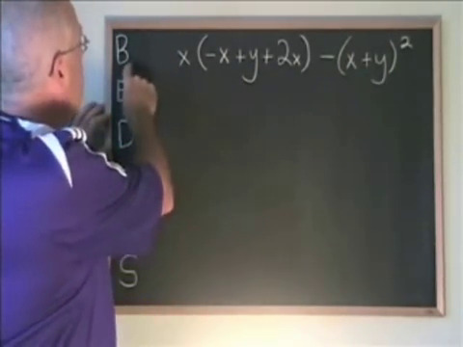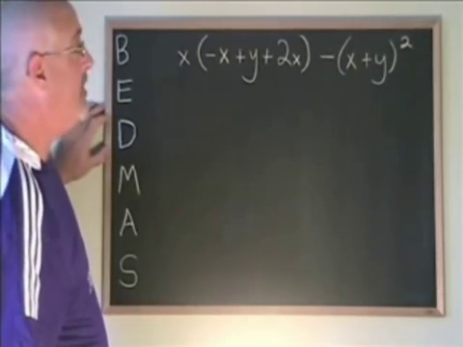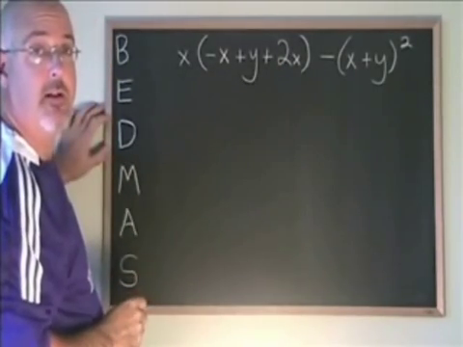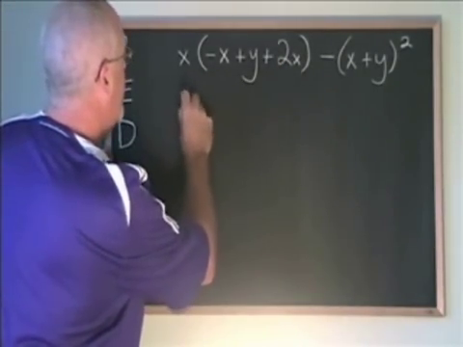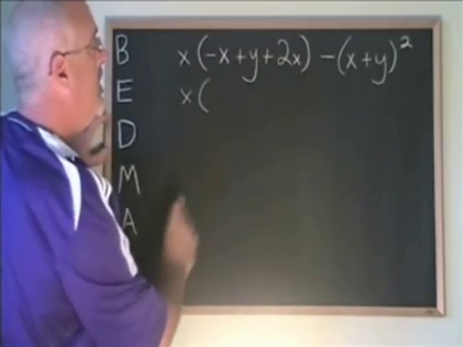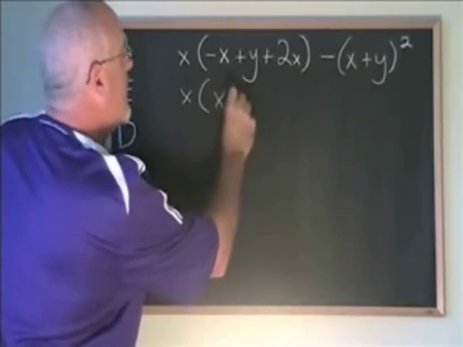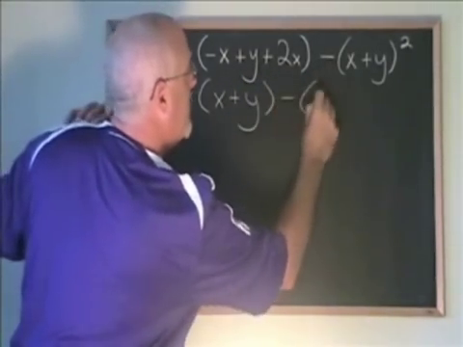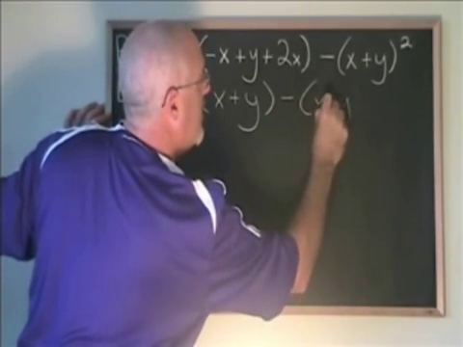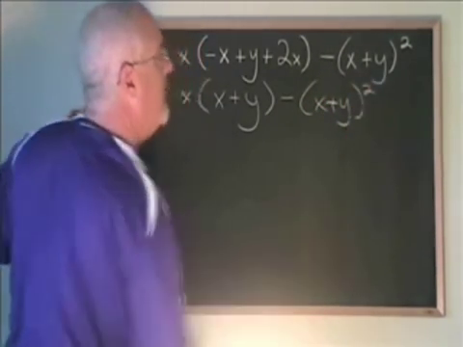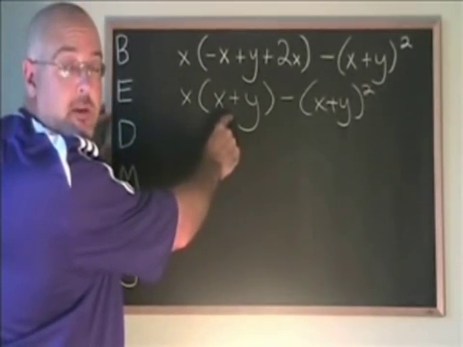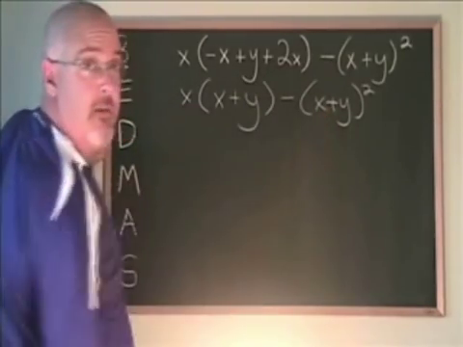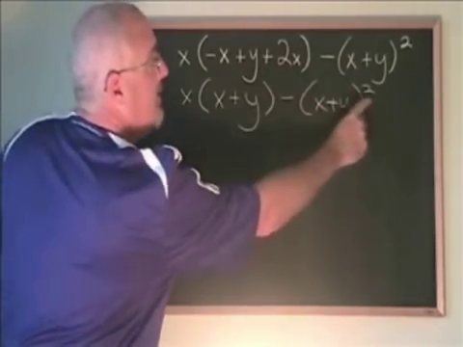The first thing we are supposed to do in BEDMAS is bracket. And we will start with this leftmost bracket, and we will try to combine similar terms inside of it. Negative x plus 2x is x. We write down the plus y and close our bracket. This bracket can no longer be simplified. It's just there because we have a multiplication. And this bracket cannot be simplified inside. It's there because we have a squared binomial.